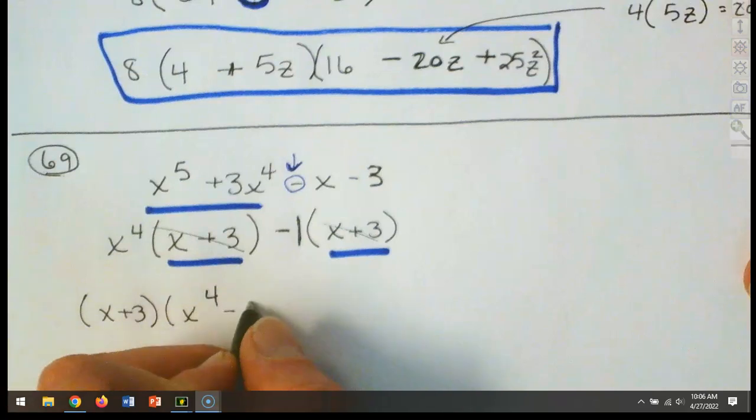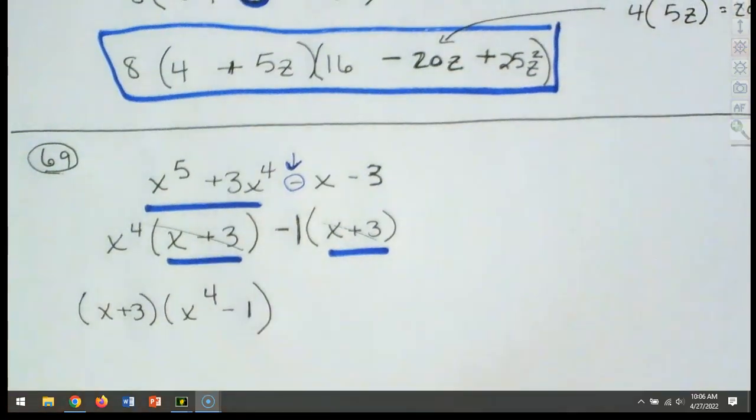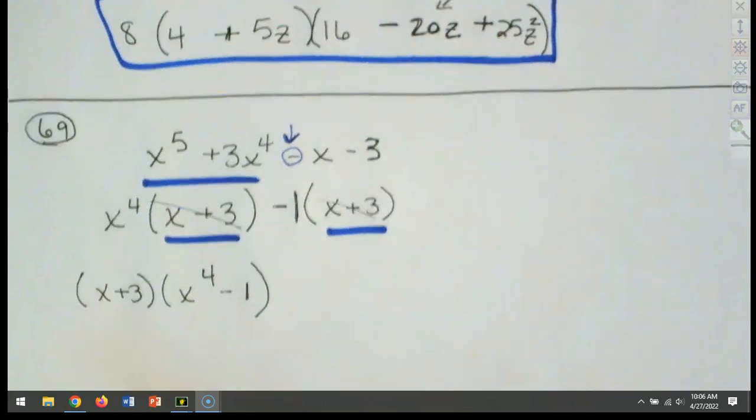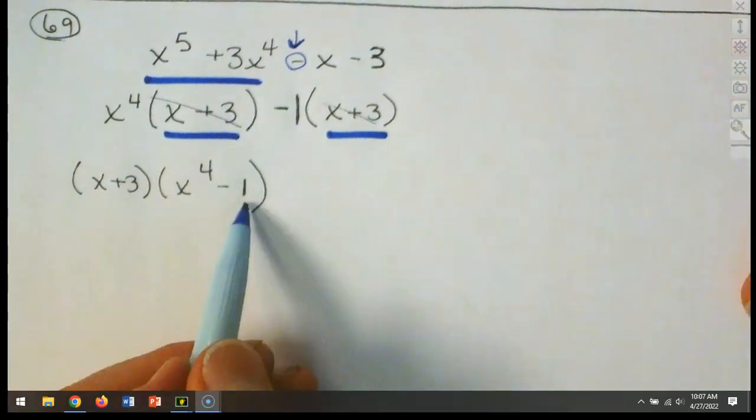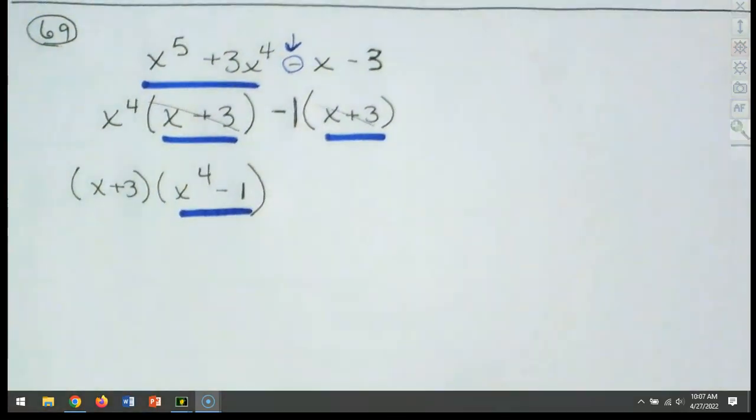X to the 4th minus 1. This is one of the questions where we may have to go further. So we got this factored out. We did everything correct. Everything is right. We are not, though, completely done. X plus 3, nothing is going to happen with that one. That one is done. But what about x to the 4th minus 1?